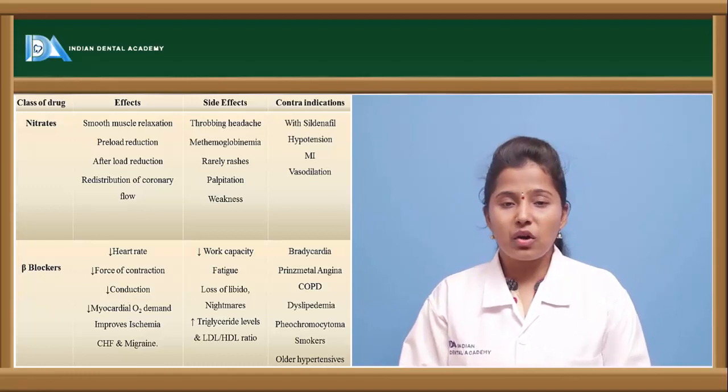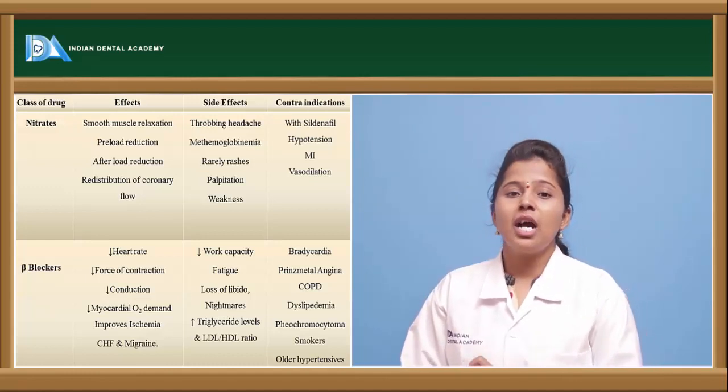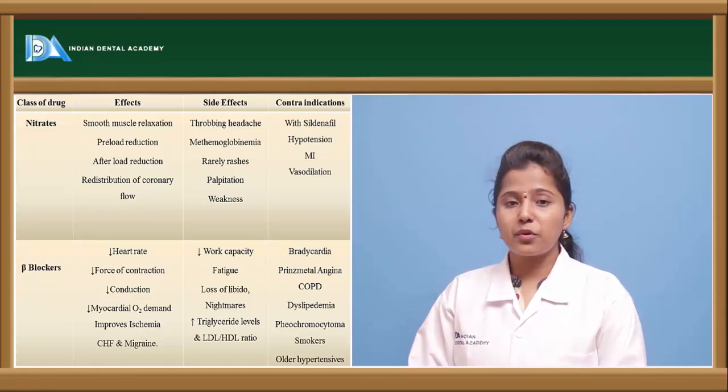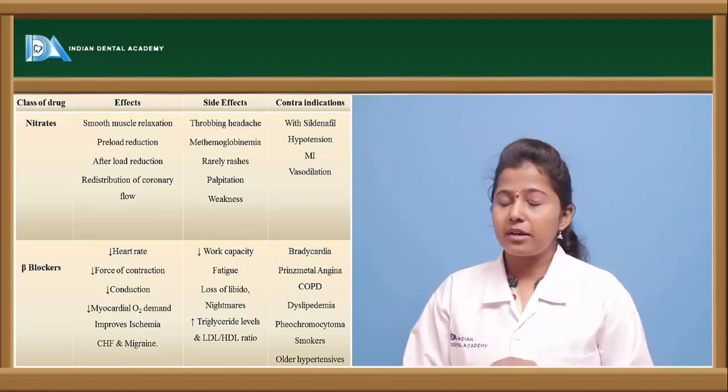The other effect is increased triglyceride levels. When we take beta blocker drugs, triglyceride levels will be increased, and the LDL and HDL ratio, that is low density lipoproteins and high density lipoproteins. There are good cholesterol as well as bad cholesterol in the body.